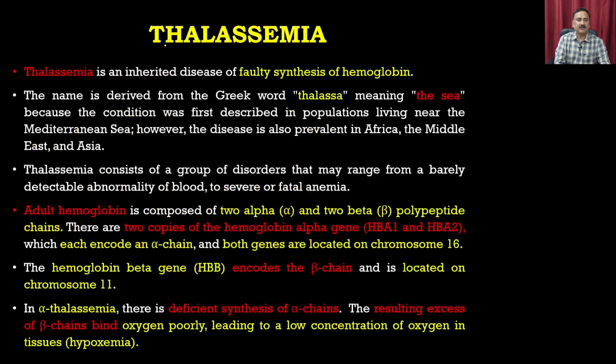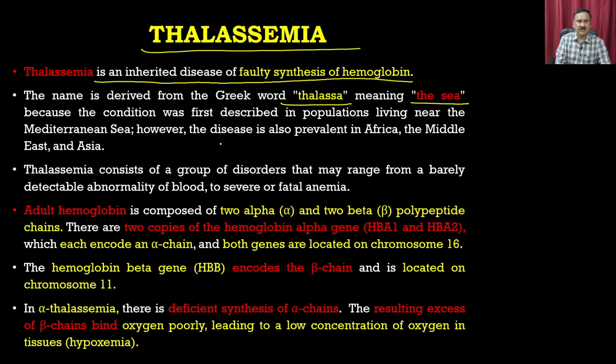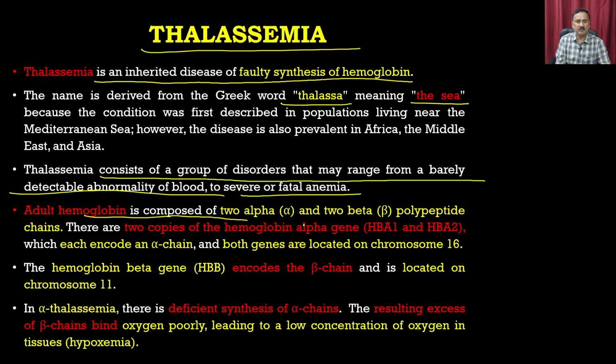Then the second is thalassemia. Thalassemia is an inherited disease of faulty synthesis of hemoglobin. The name is derived from the Greek word thalassa, which means the sea. Thalassemia consists of a group of disorders that may range from a barely detectable abnormality of blood to a severe or fatal anemia. The adult hemoglobin is composed of 2 alpha and 2 beta chains, right?